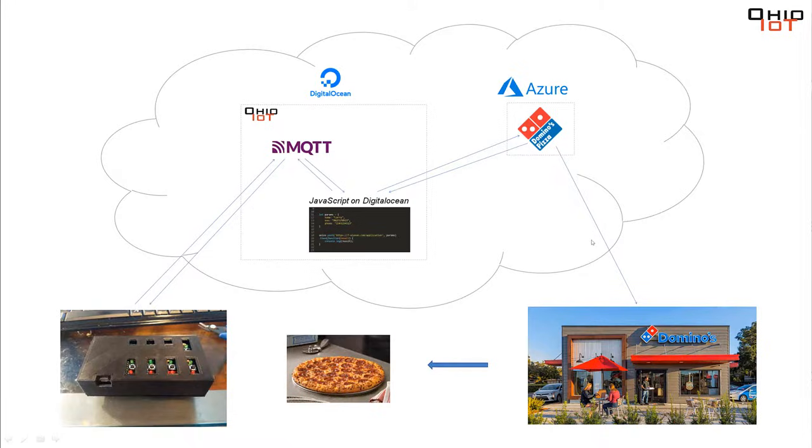I'm going to break this project into 5 different tasks. First, I'm going to build the electronic circuit that you see here inside the box. Second, I'm going to program this computer to talk to the MQTT broker.